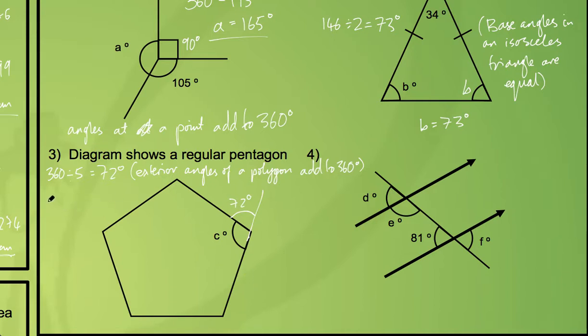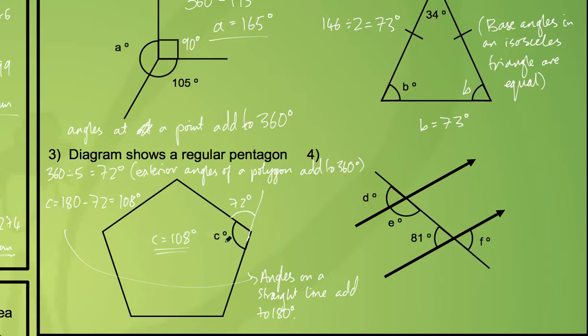And C is 180 minus that 72 degrees, which is 108 degrees. And my reason for that step, I'll just write it down here, is that angles on a straight line add to 180 degrees. So we've got our answer now, C equals 108.